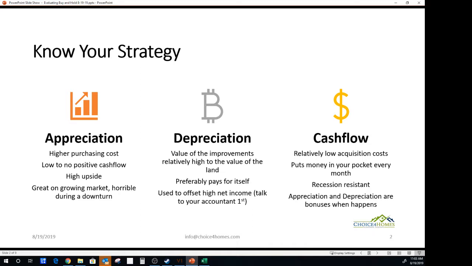A couple of things are specific to this type of strategy. You're going to be looking for something in a high appreciating area. You're probably looking at a shorter term investment, kind of in and out within a few years or a few months. And your main area of focus is how much the property is growing, not how much it is cash flowing.